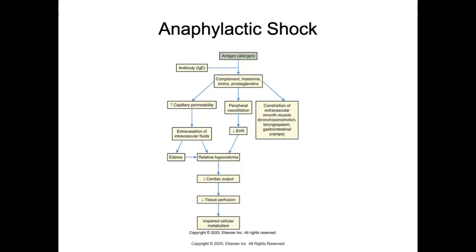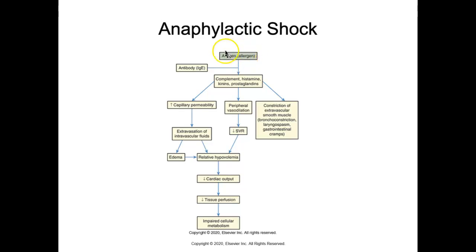Next up is anaphylactic shock, which is a hypersensitivity type 1 reaction known as anaphylaxis. And it starts out by us having an antigen or allergen, and this could be anything from a bee sting to being allergic to shellfish or peanuts, tree nuts, latex, and certain medications such as penicillin.